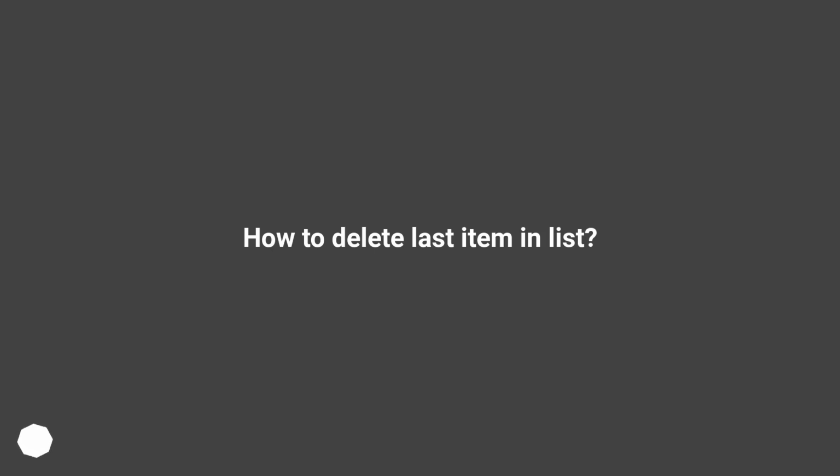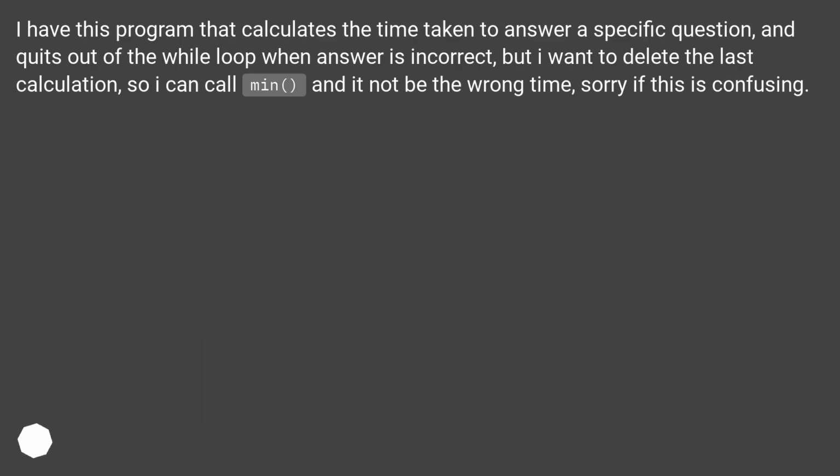How to delete the last item in a list. I have this program that calculates the time taken to answer a specific question, and quits out of the while loop when the answer is incorrect, but I want to delete the last calculation, so I can call it in and it not be the wrong time. Sorry if this is confusing.